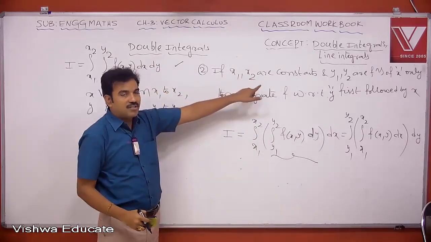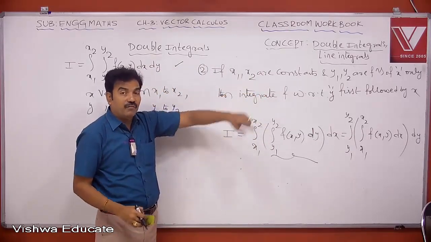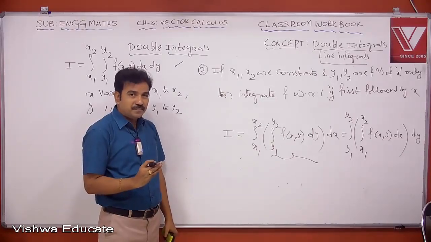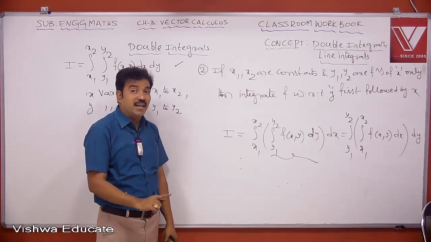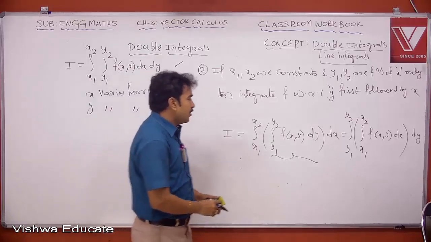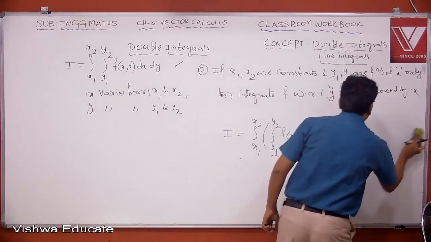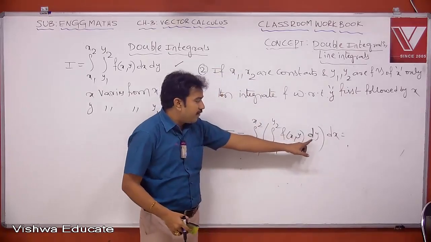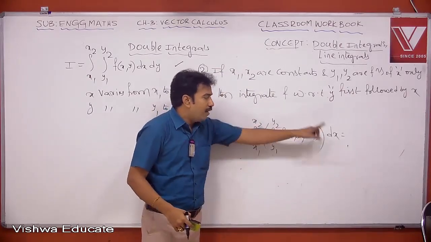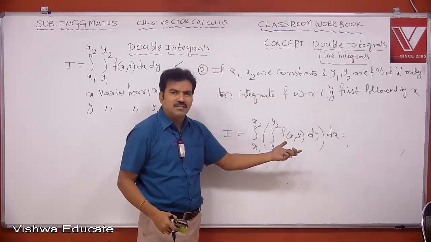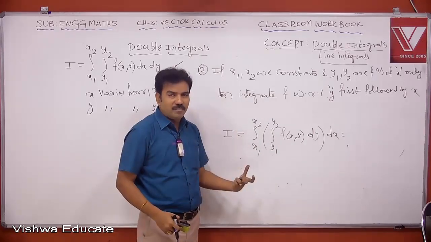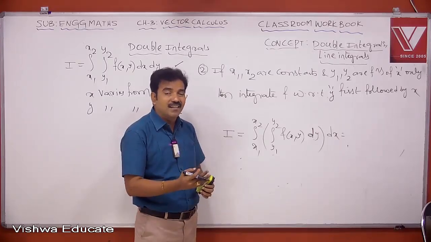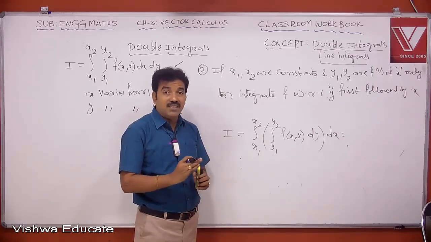X limits are constants but y limits are functions of x. That means y limits are frequently changing. Therefore, for safety, integrate f with respect to y first. So in this case, we have only one chance. That means the value of I becomes this. Integrate f with respect to y first, followed by x only. Because x limits are constants, they do not affect the integral value. But when limits are changing frequently, if you do integration later, it might cause some dangerous effects.